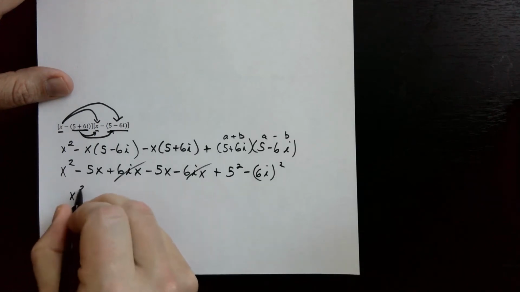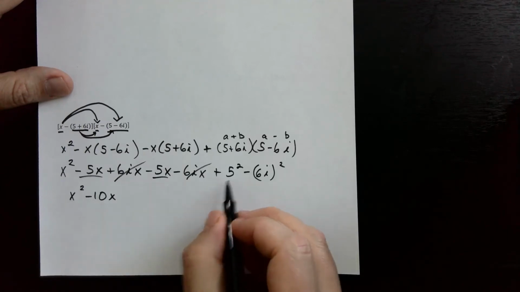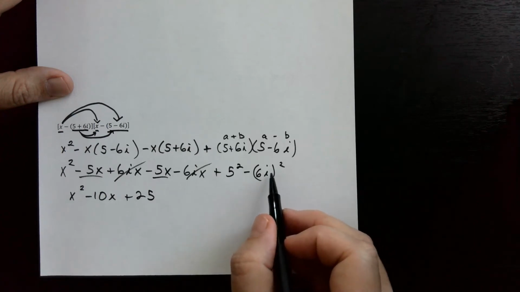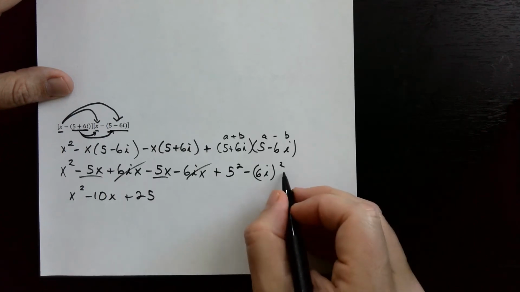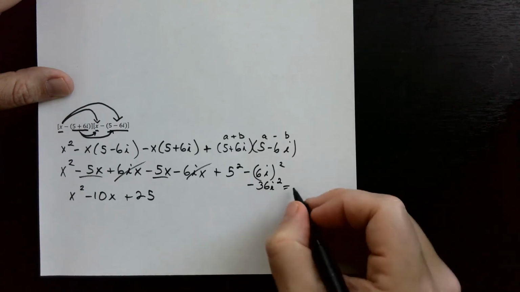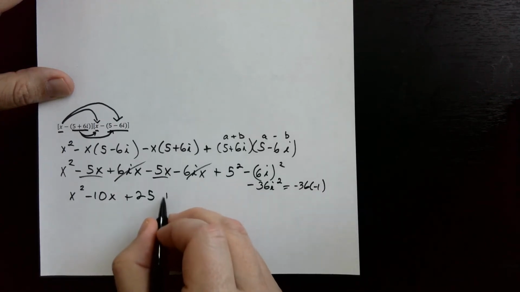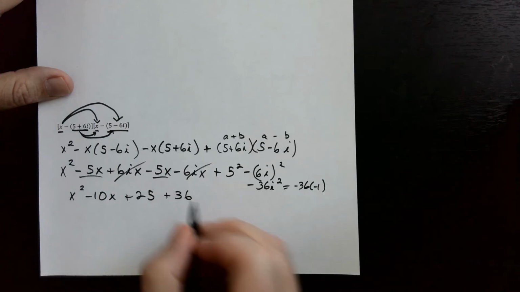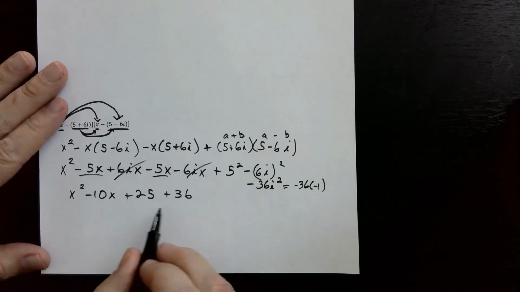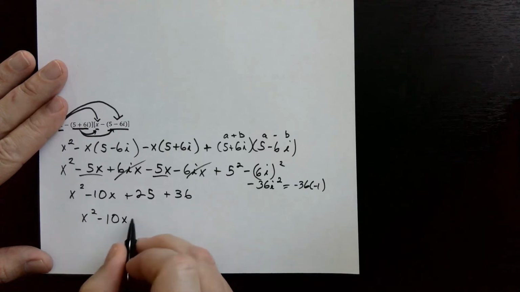So we get x squared minus 10x, that's these two being brought together. This is a 25. And then this becomes negative 36i squared, which is equal to negative 36 times negative 1, so positive 36, so plus 36. If we combine those together, that's 61, so x squared minus 10x plus 61.